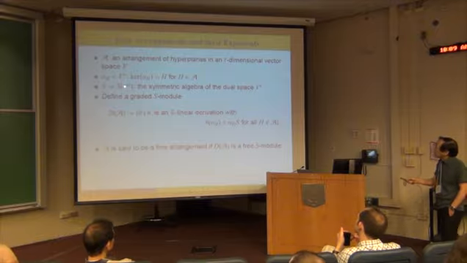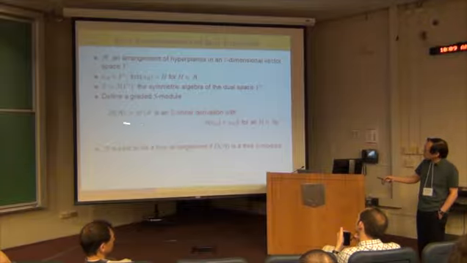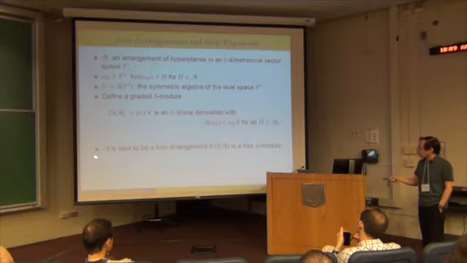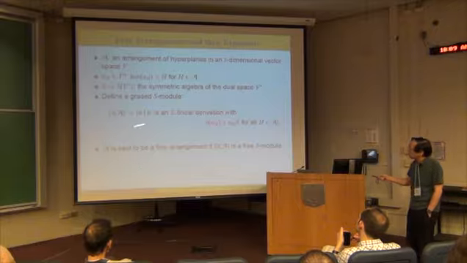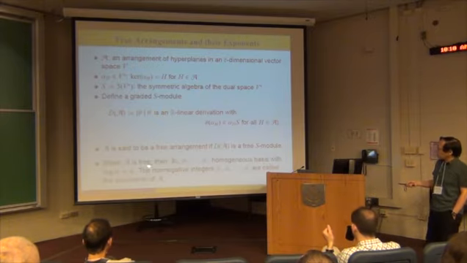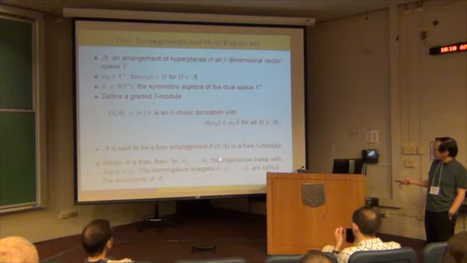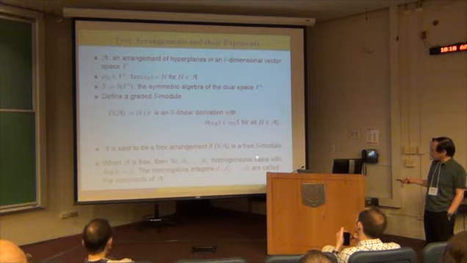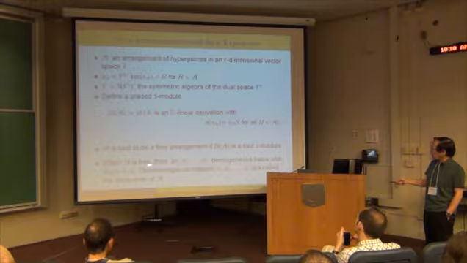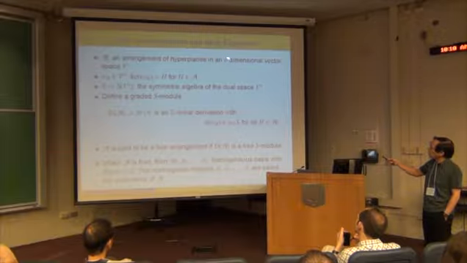But this derivation module is not necessarily a free module; sometimes it's free and sometimes it's not. If it's a free module, we call A a free arrangement. This is the definition of free arrangement. For a free arrangement, you can find a homogeneous basis. This is a graded S-module, so you can always find a homogeneous basis, and the rank of this module is equal to L, the dimension of the total space.